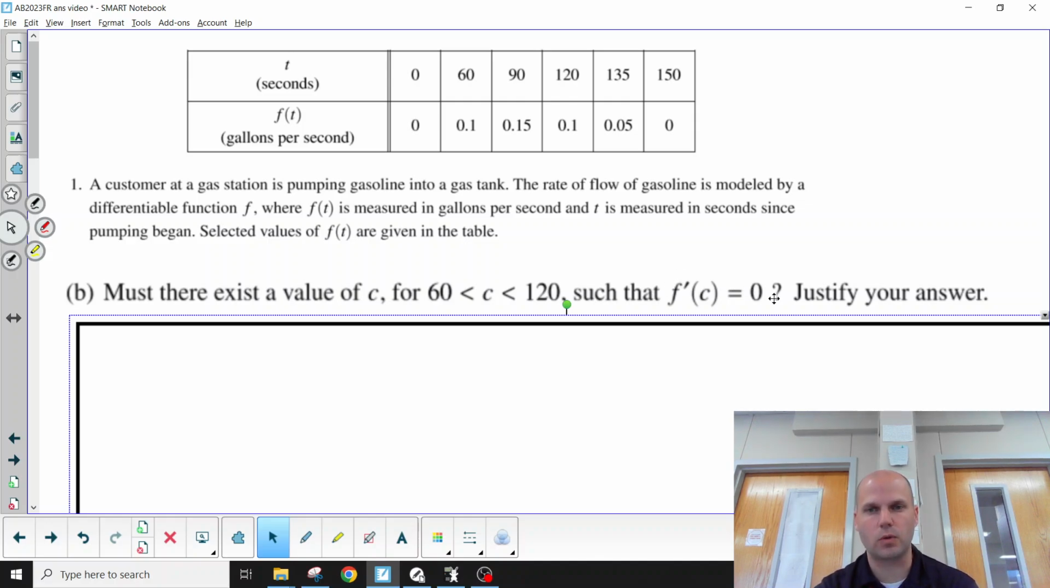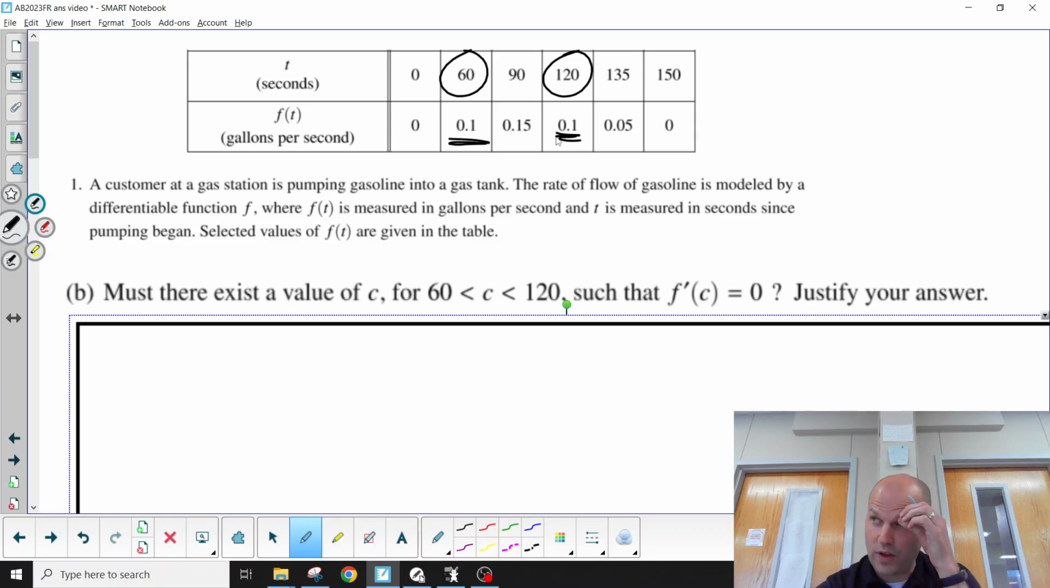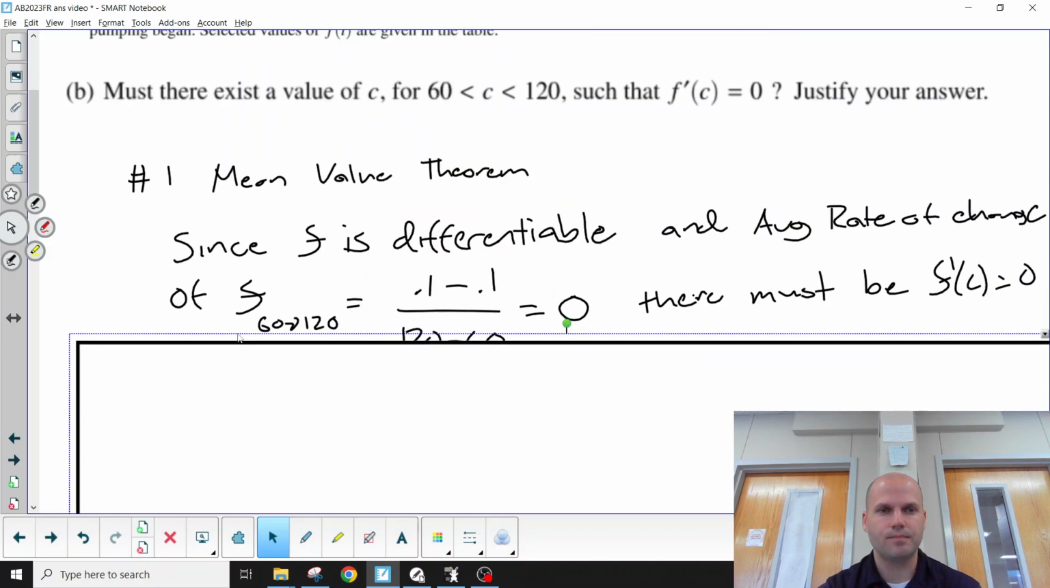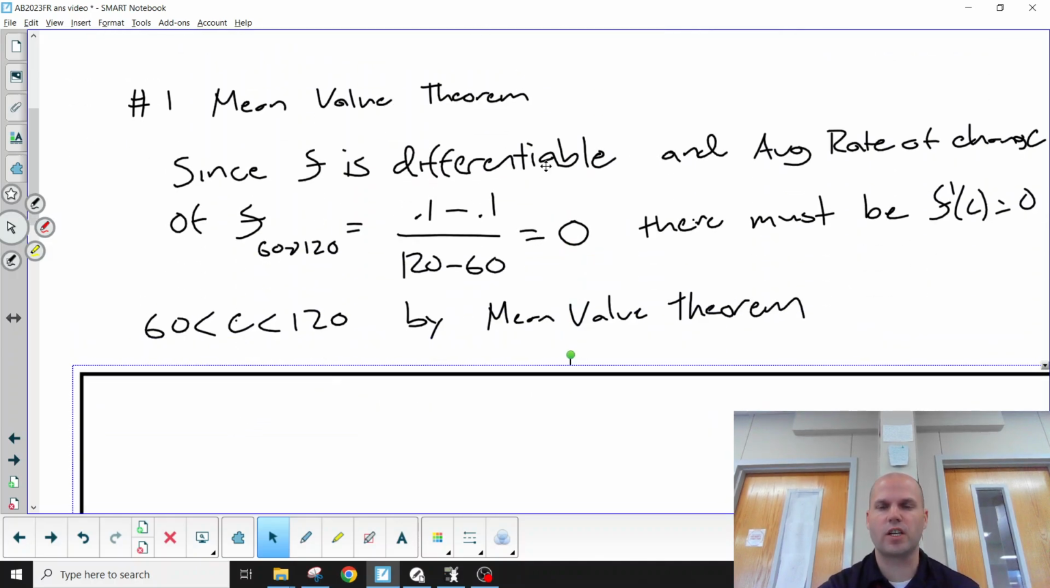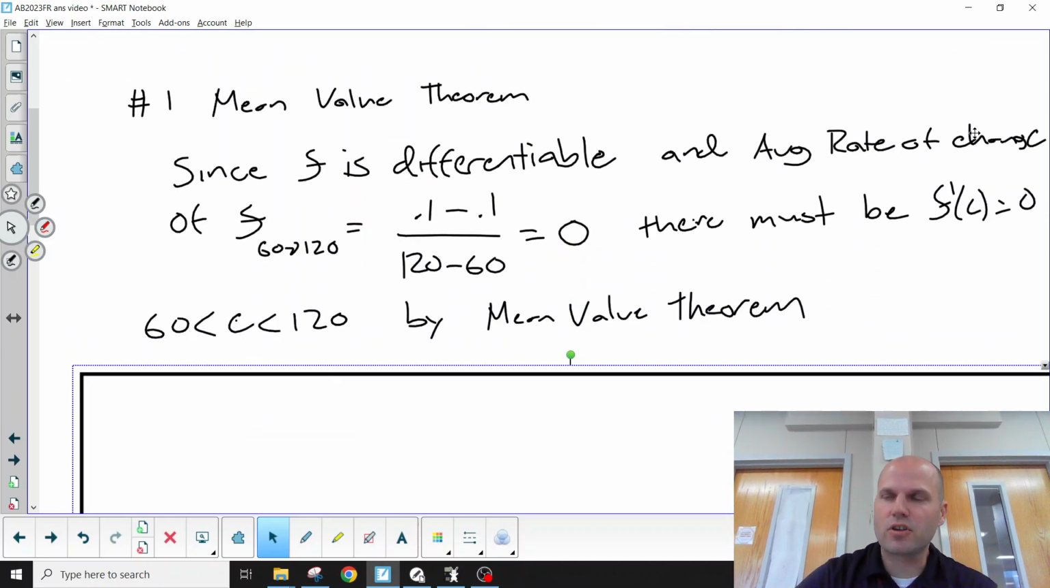Part B: must there be a value c between 60 and 120 such that f prime of c equals 0? So this is a classic mean value theorem problem. If you look between 60 and 120, you see there's no change in the values. The mean value theorem states that if your function is differentiable, you find your average rate of change over an interval, and the instantaneous rate of change must equal that average rate of change somewhere.